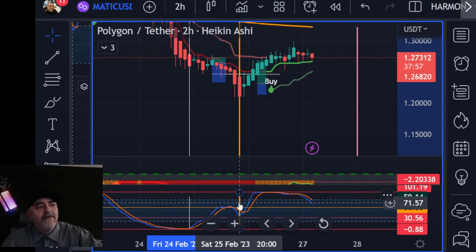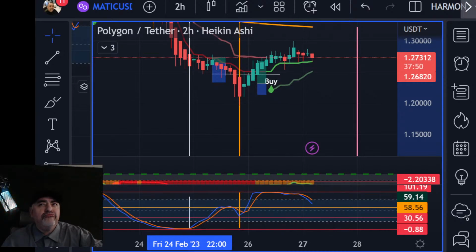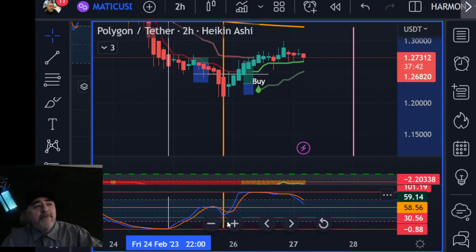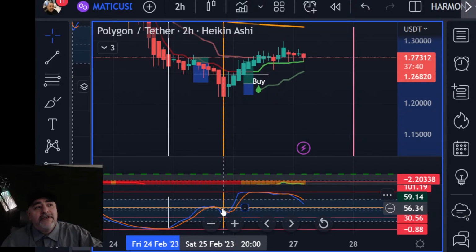This is Saturday the 25th at 2000 hours. So this is 8 o'clock. 20 hours later, we start to see that 4 hours starting to interact, right? So there's some movement here, but you got to make sure the 4 hours always ready to go.